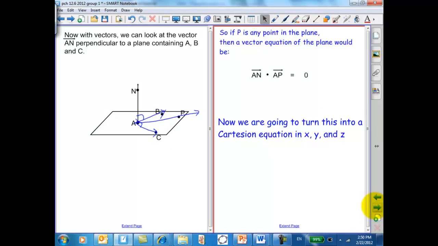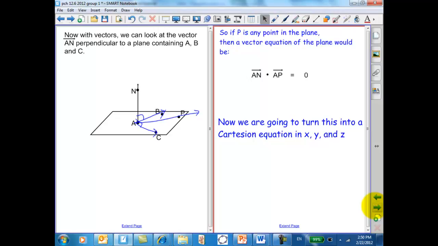So, remember how we did vector equations of lines in 3 space? How do you do a vector equation of a line in 3 space? What do you need? A direction vector and any point. So you take the point plus t times the direction vector. Now you can generate all the points on the line.